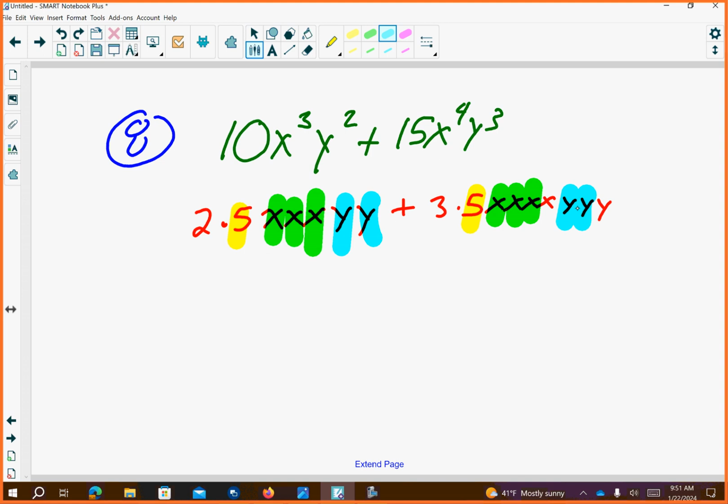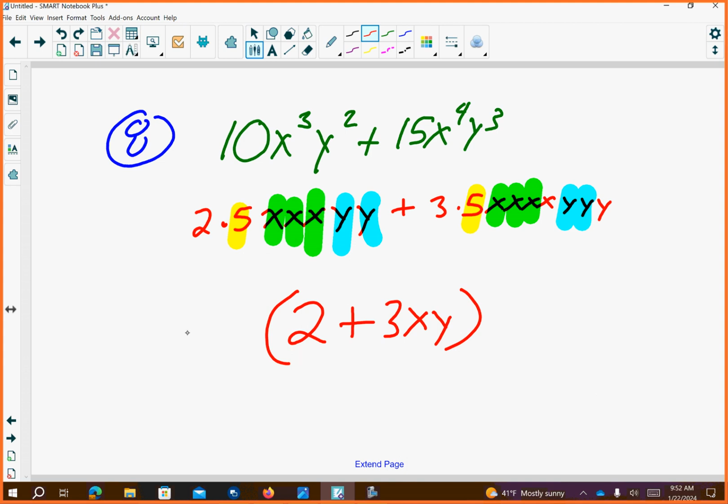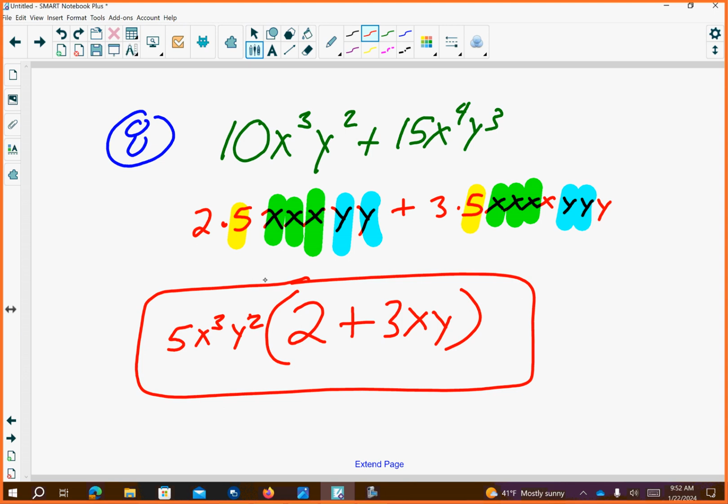So now, what do I have by itself on the left side? 2. And I have a plus sign. What do I have by itself on the right side? 3xy. Okay? So that's what's going to be grouped in my parentheses. Do you see how that's grouped? And then the yellow 5, I have xxx. xxx is the same thing as x to the third. And then I have yy, which is y to the second. And that's the factored version of it.